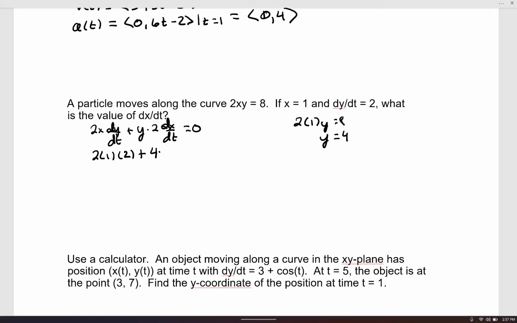So 4 times 2 times dx/dt is equal to 0. So 8 dx/dt is equal to negative 4. So dx/dt is equal to negative 1/2.